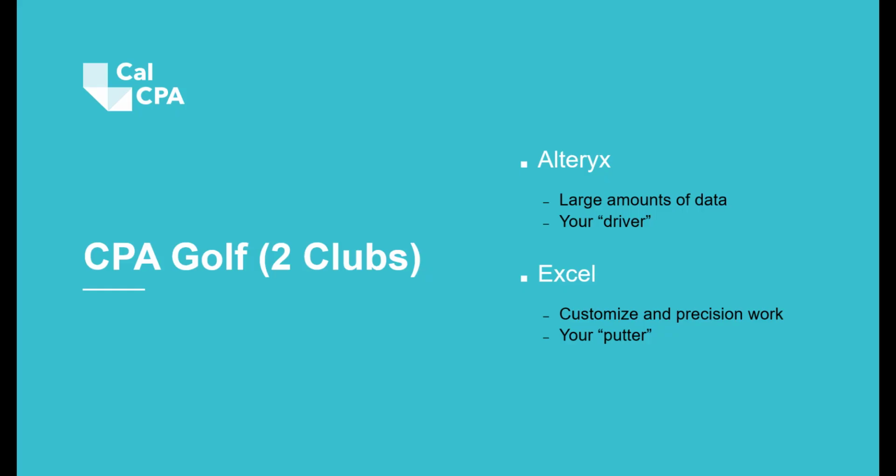Imagine you're playing CPA golf and you have two clubs in your bag. One is Excel and the other is Alteryx. Now, taking this analogy a little further, let's say that Alteryx is best for dealing with large amounts of data. In other words, Alteryx is like your driver, and Excel is better for customized precision work, meaning Excel is your putter. Can you see based on this example that it's silly to argue about which one of these software golf clubs is better? Are you really going to hit off the tee with your putter? And are you really going to putt with your driver?